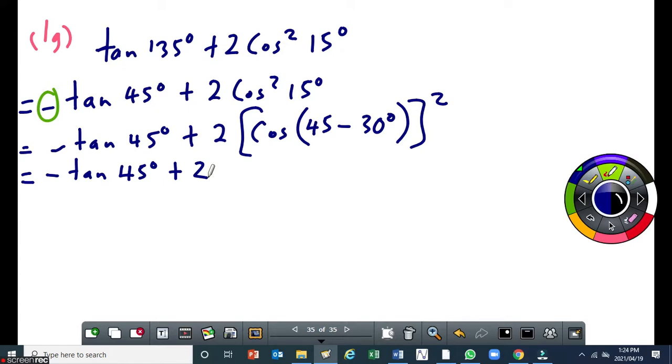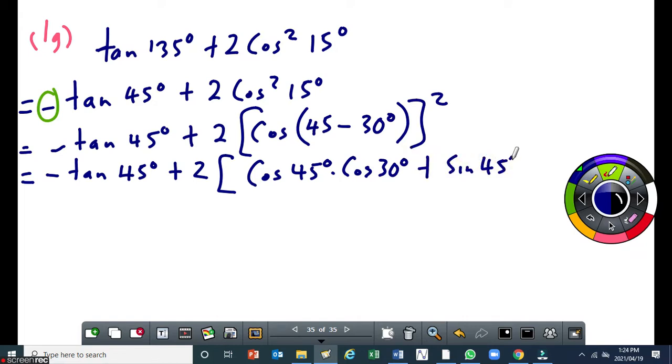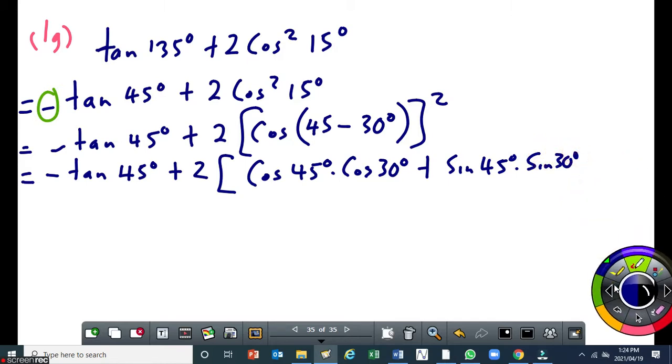So this becomes 2 times cos 45 degrees times cos 30. There's a minus here, so I'll put a plus, sine 45 degrees times sine 30 degrees. Then I close the bracket. Whatever answer I get inside the square bracket, I have to square that out.